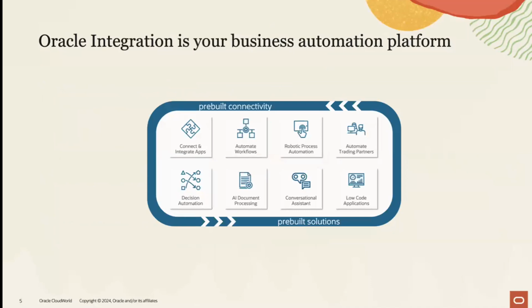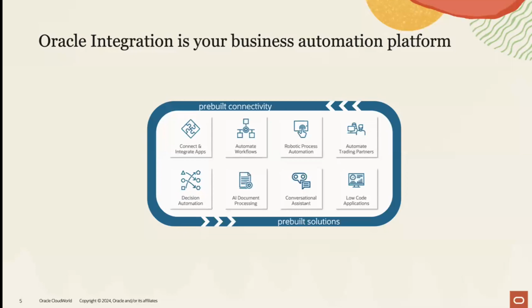So let me go into the main part of the agenda, which is to talk about the 2410 features and a little bit about what we have done after that. But primarily, first, we'll talk about what the evolution of Oracle Integration is heading towards. So Oracle Integration is moving towards becoming a business automation platform. This is what we always had in mind.